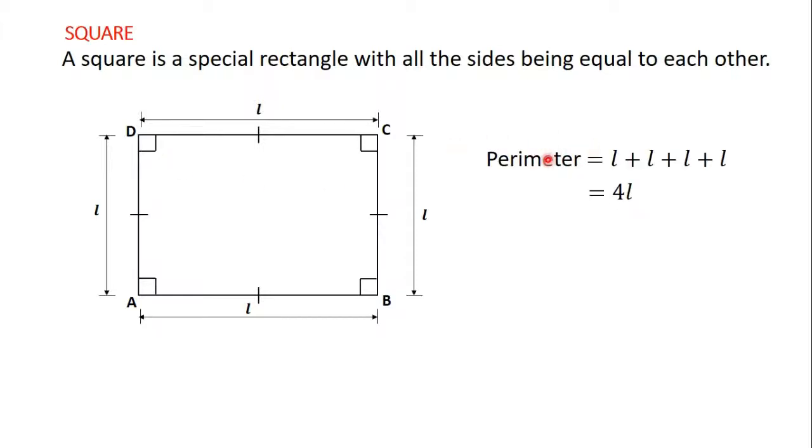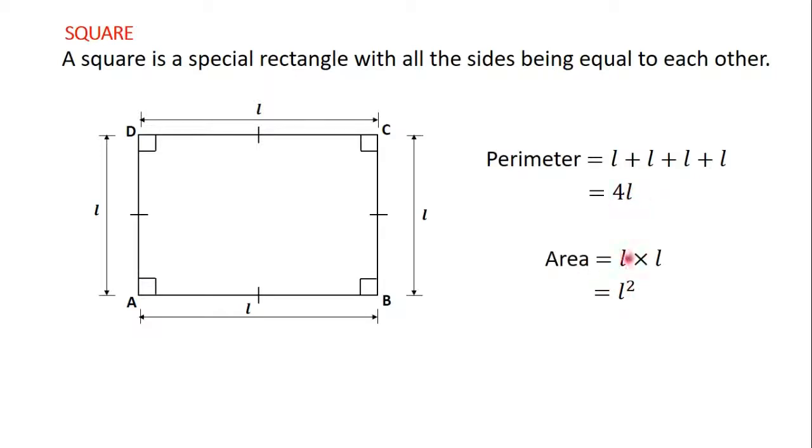The perimeter of a square is the total distance around the square. If I call AB the length represented by L, then BC is also the length, DC is the length, and AD is also the length. So the perimeter is equal to L plus L plus L plus L, which gives us 4L. For the perimeter of a square, multiply the length by 4 and you get the perimeter.